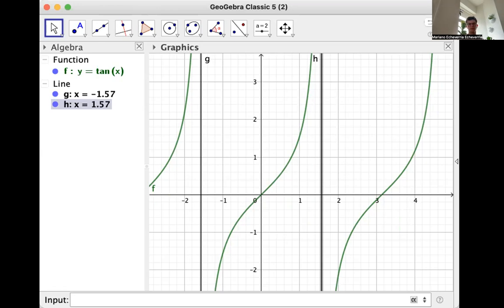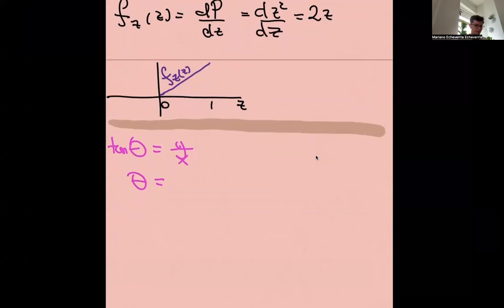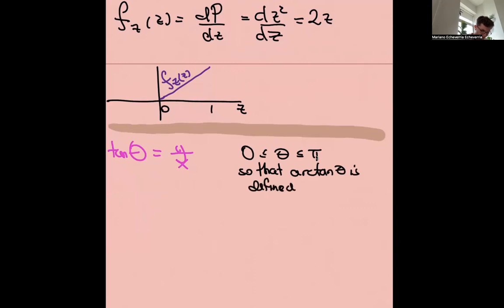Or you could also take theta to be between 0 and pi if you prefer, but I'll keep it between minus pi over 2 and pi over 2. Okay, well, I'll take theta to be between 0 and pi, just so that arctan is defined. So that means that theta is arctangent of y over x.